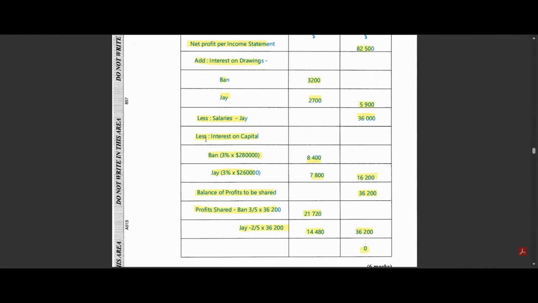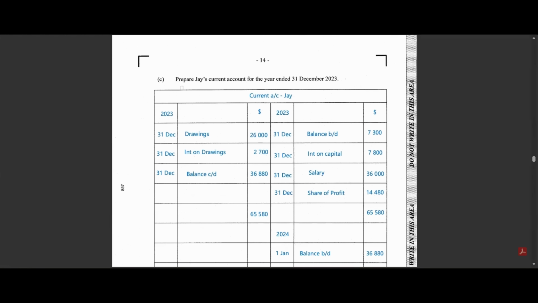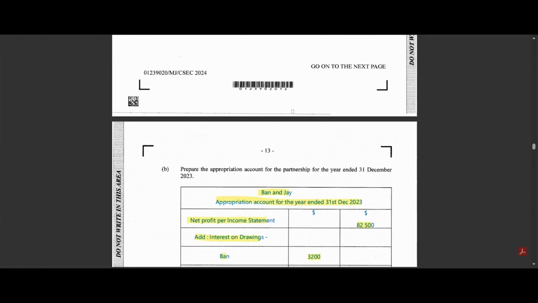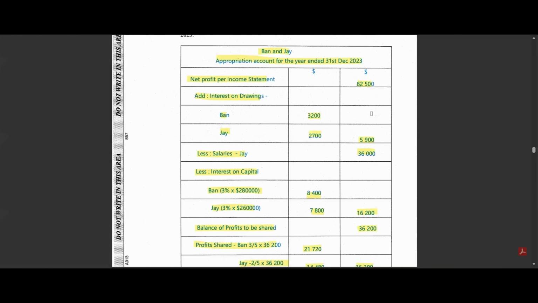All right, good job. Time for us to move on to the final part of this question, guys. Part C. Prepare J's current account for the year ended December 2023. Let's go. So we label up current account J. Let's begin. Now, J had an opening balance brought down on the credit side. Let's go back, check it out. Yes, he did. J had an opening balance of 7,300 credit. Put that here on the credit side.